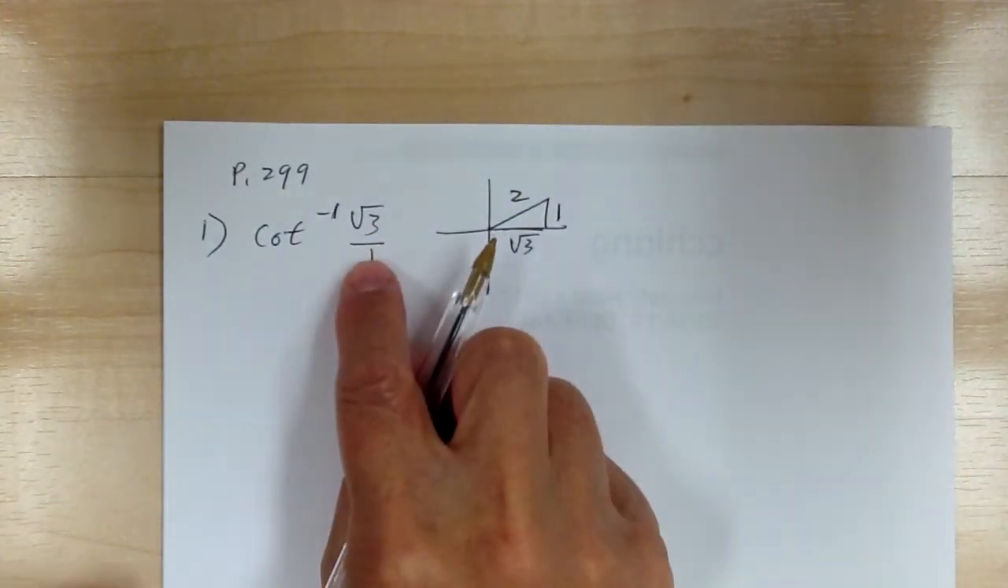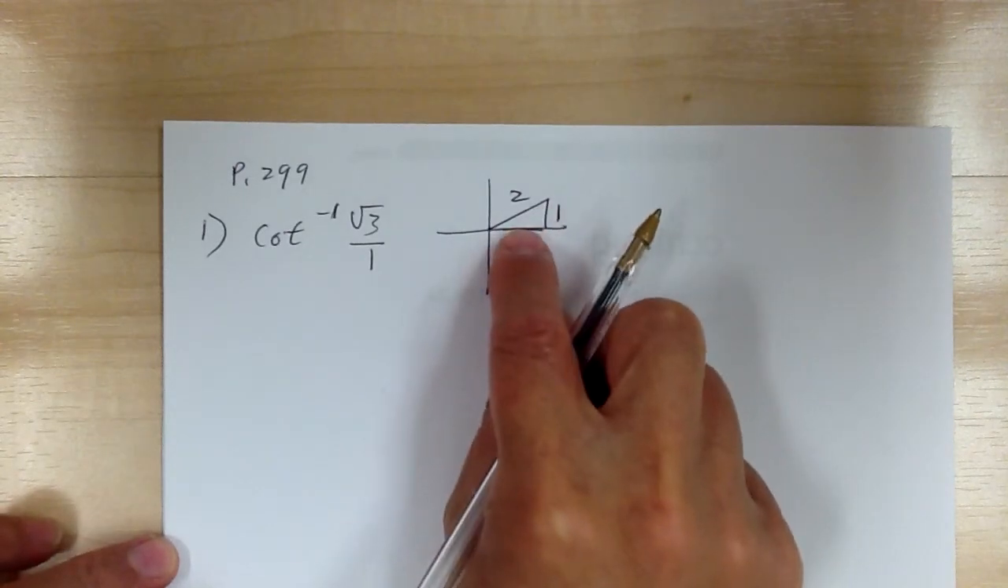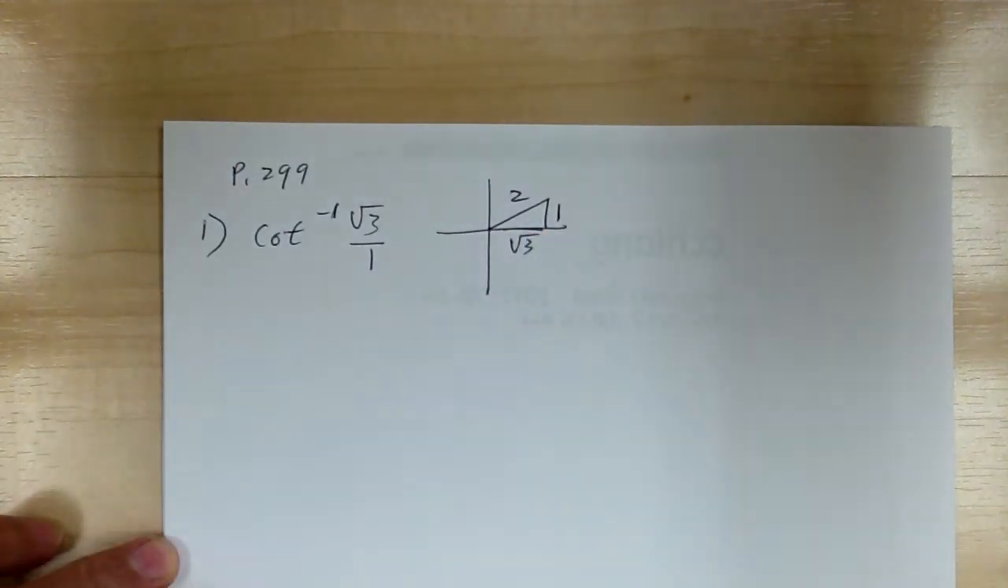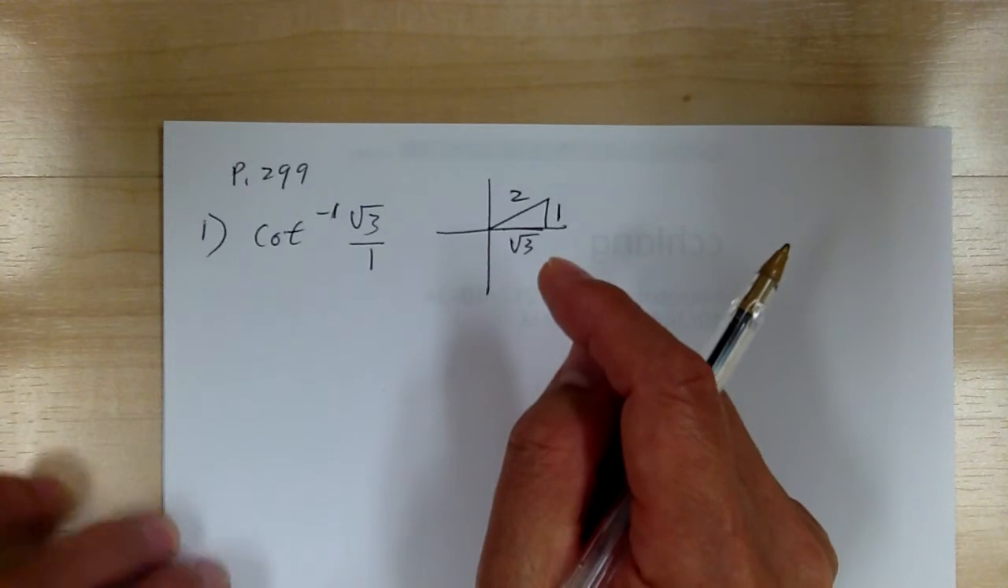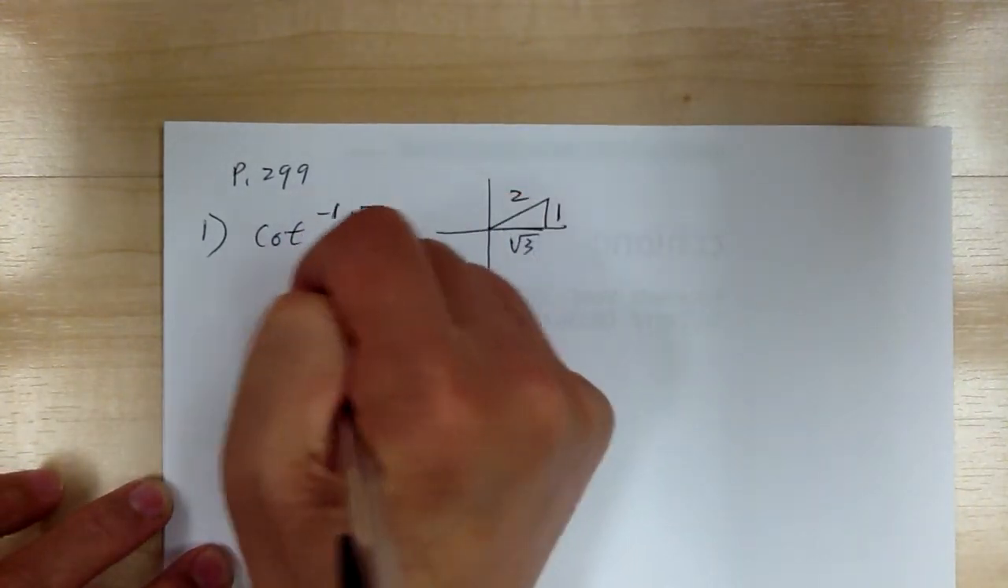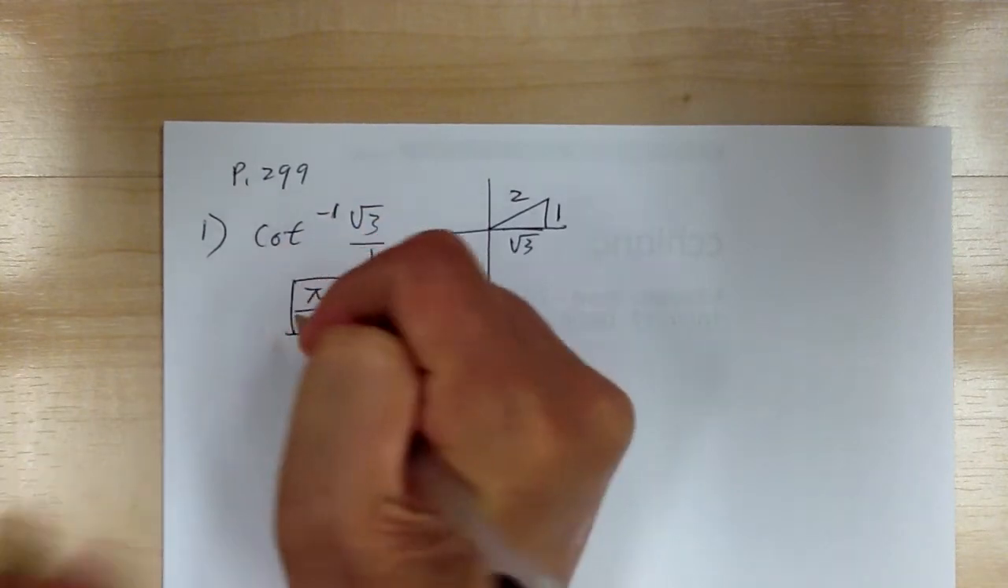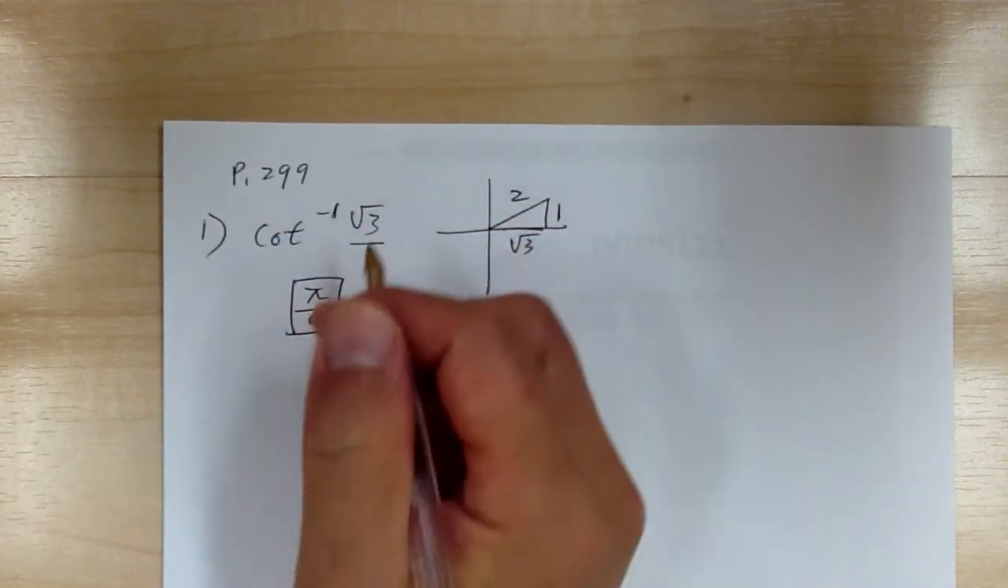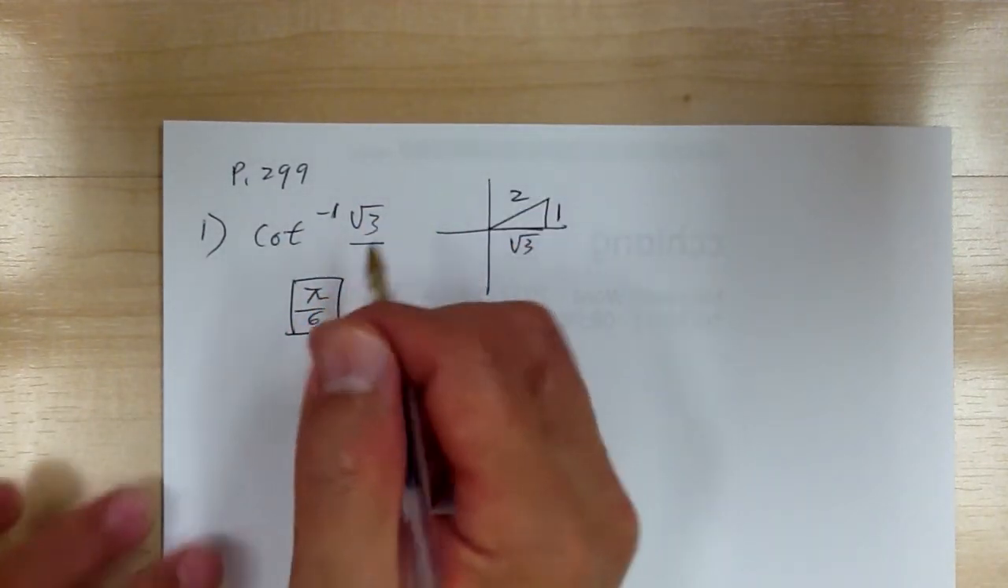Again, inverse function is an angle. So you have to figure out what angle that is. And then when it asks you to find a real number, that means you have to use radians. So this would be 30 degrees, so it would be pi over 6. And so every time you go through the same process.